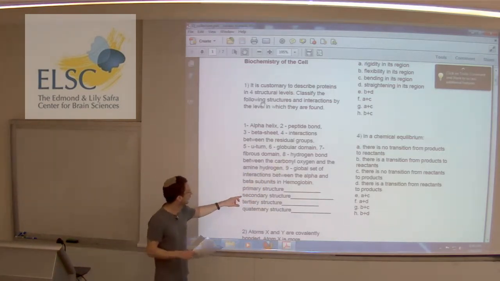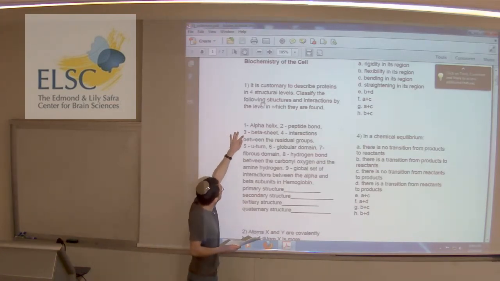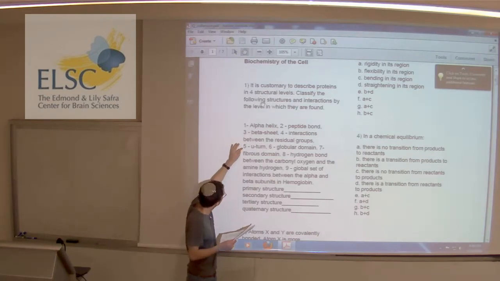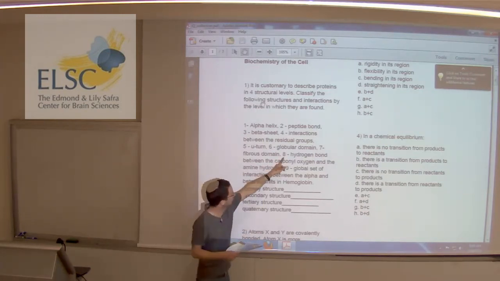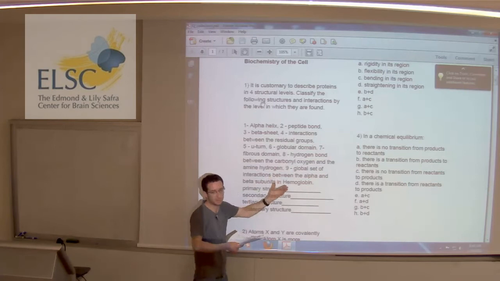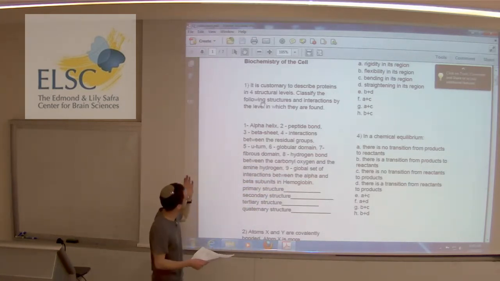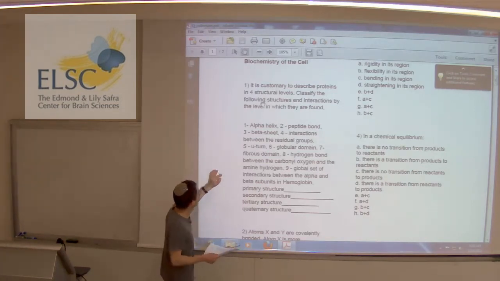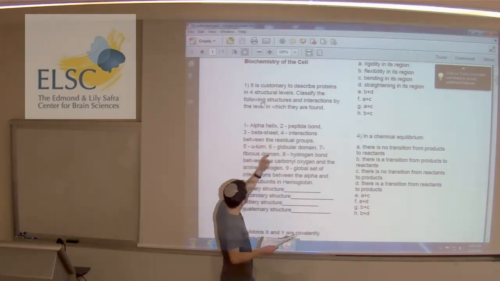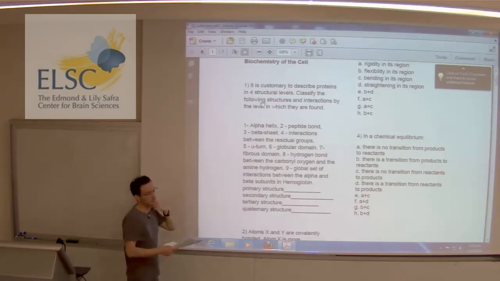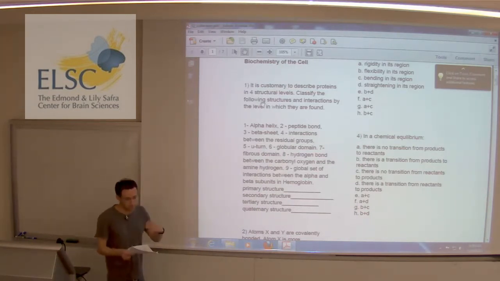Okay, secondary structure. Right, alpha helix, beta sheet. Right, U-turn. So these 3 are really the classical secondary structures. And also 8, as we said, because this is the interaction that underlies these structures, alpha helix and beta strand or beta sheet. Yeah. What about 4? Interactions between the residual groups. Okay, so the interaction between residual groups is really considered a tertiary structure already.